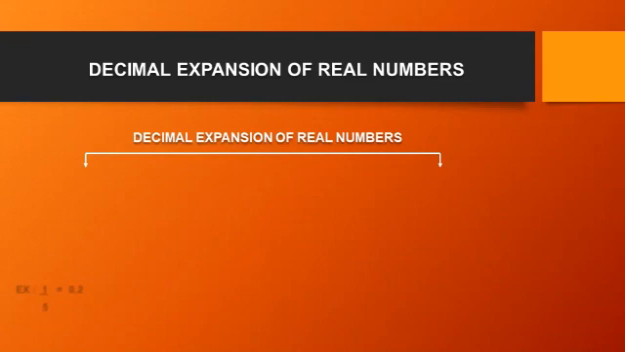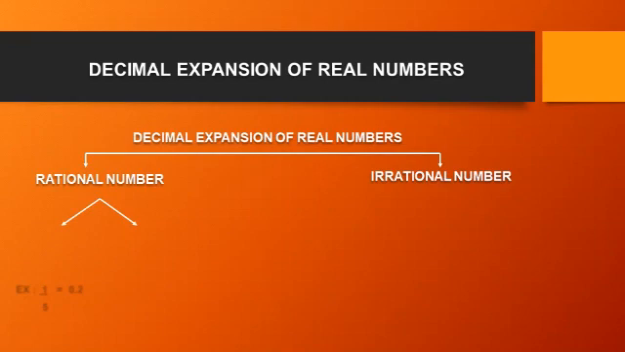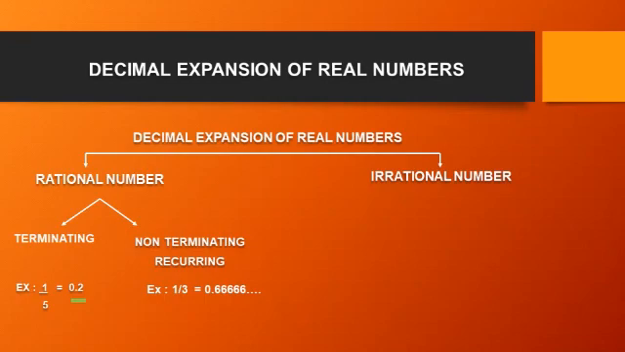This figure illustrates how to classify the given number as a rational number or irrational number. We know that a rational number is a number whose decimal expansion is terminating or non-terminating recurring. The example 1 by 5 is equal to 0.2. It contains a finite number of digits and remainder 0, hence it forms a terminating decimal. In the second example, 1 by 3, which is equal to 0.666, it never terminates and it has a repeating pattern, hence it forms a non-terminating recurring decimal. So we can conclude that these two examples are called rational numbers.